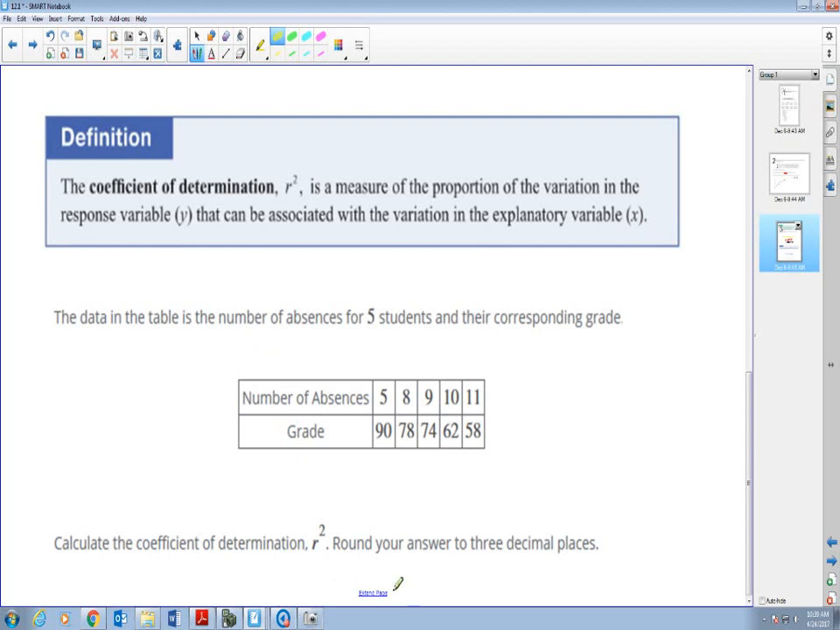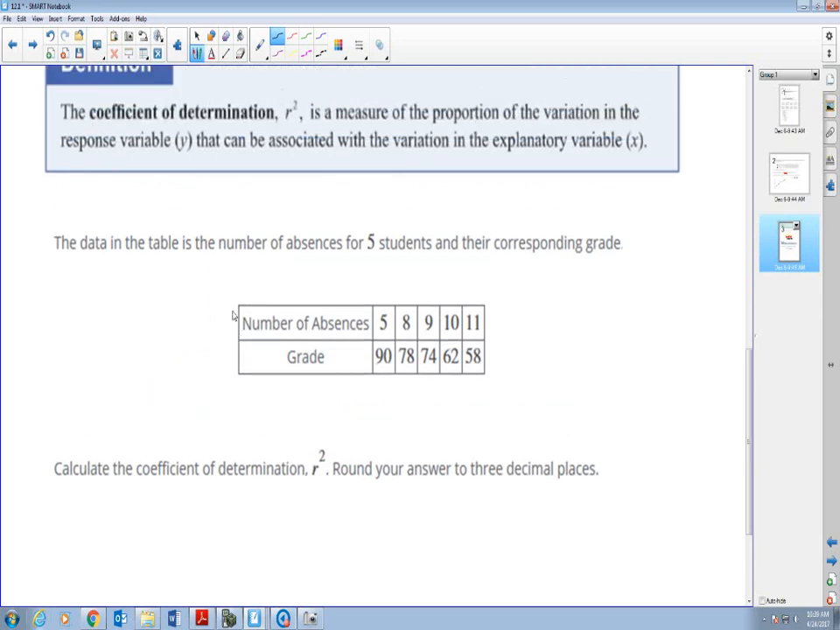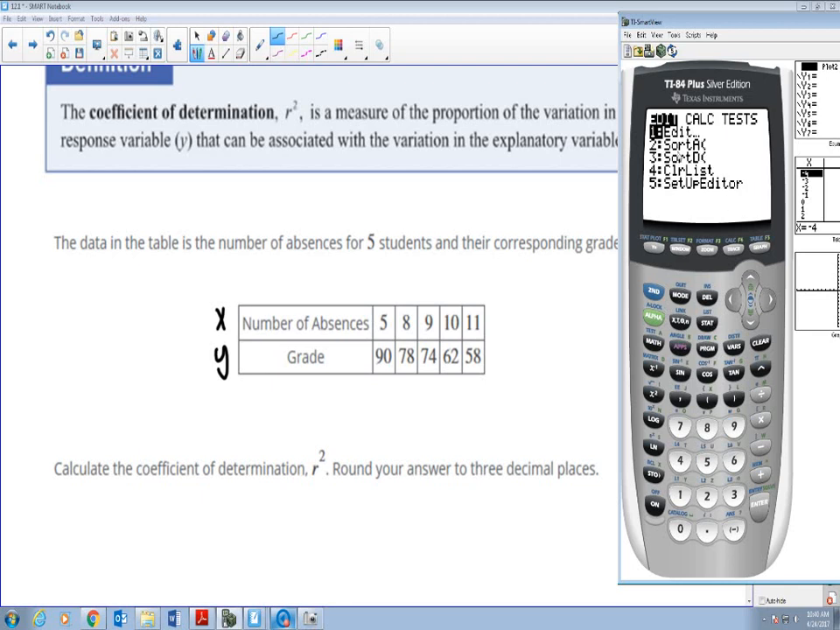So for example, the data in the table is the number of absences for 5 students and their corresponding grades. Calculate the coefficient of determination R squared. All you need to do is type in these data. Our explanatory variable, or independent variable, is X. The response variable, or dependent variable, is your grades. So let's type it in. Stat, edit. Let's clear out what I already did.